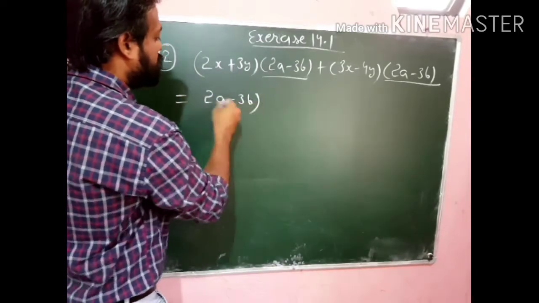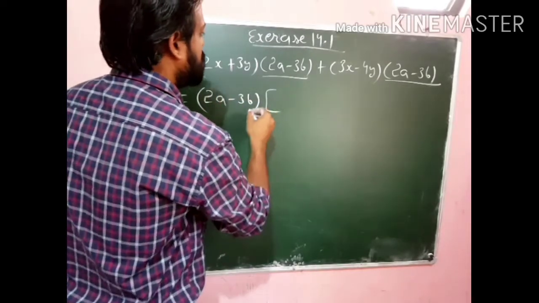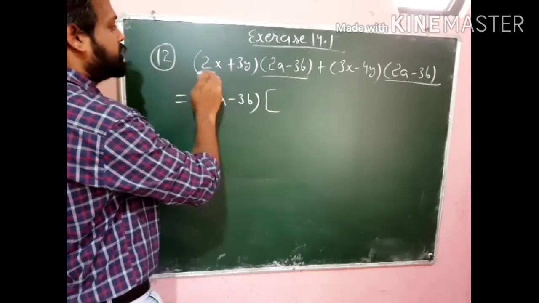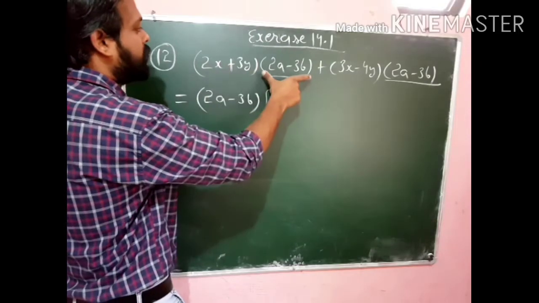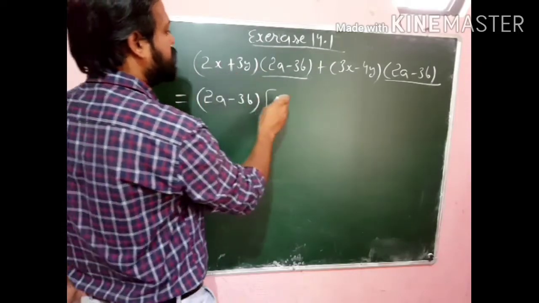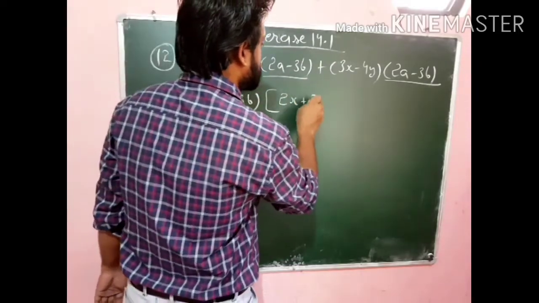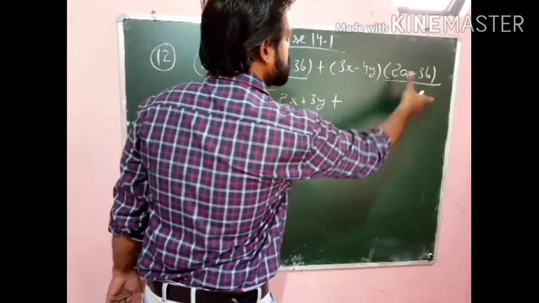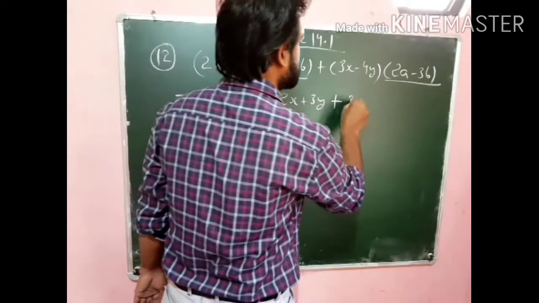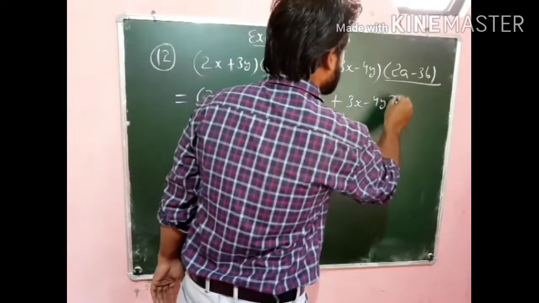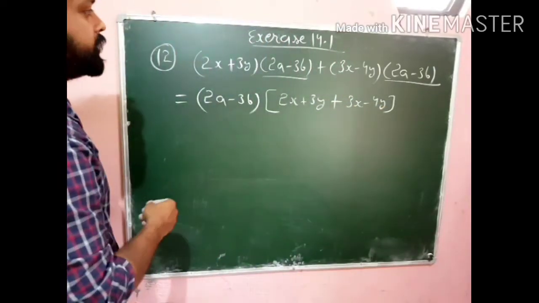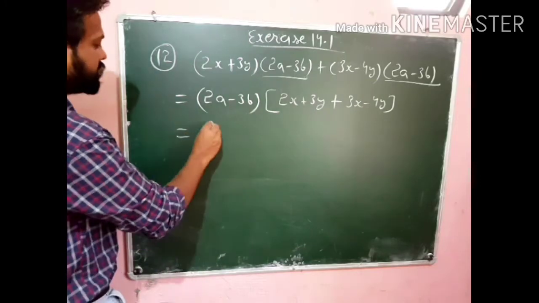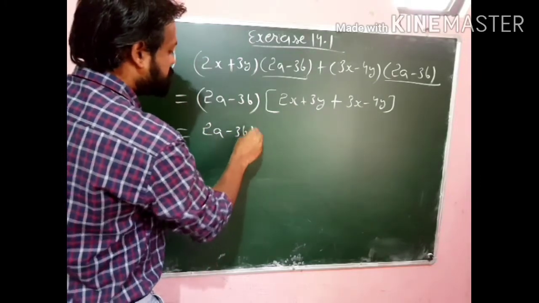So it will become (2a - 3b), and now see what is left in the bracket. What is left? So I had taken this common here, so only this (2x + 3y) you have to write here, and then plus sign as it is. And of course this is already taken common, so write down this (3x - 4y) here. So I hope this is clear to you. Very simple sum is this. And now in the next step you can write this (2a - 3b) as it is.